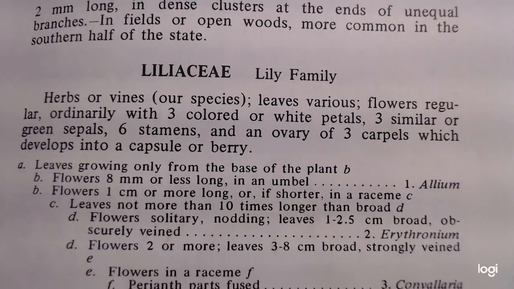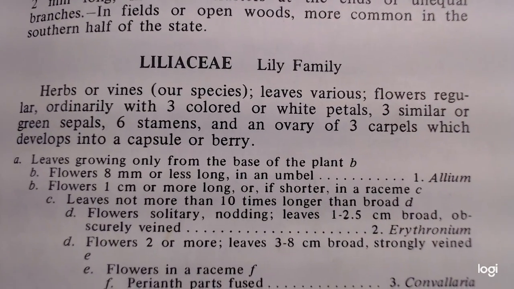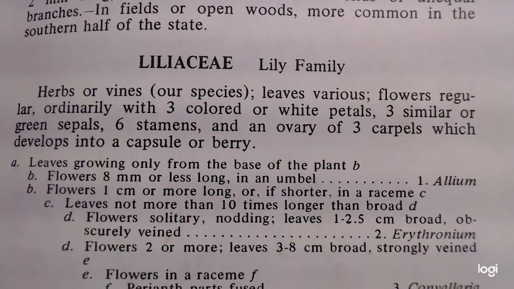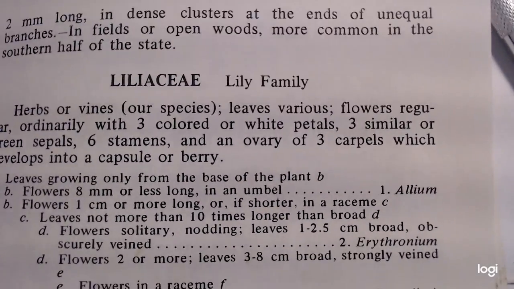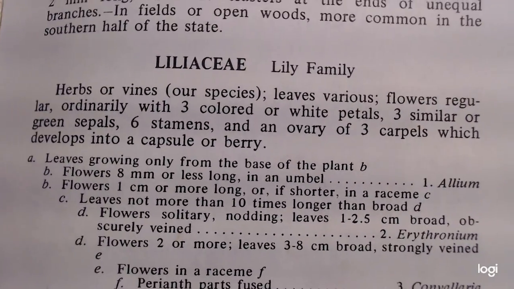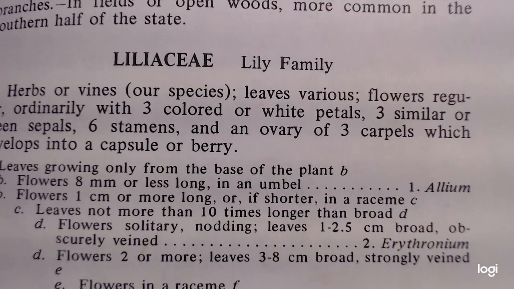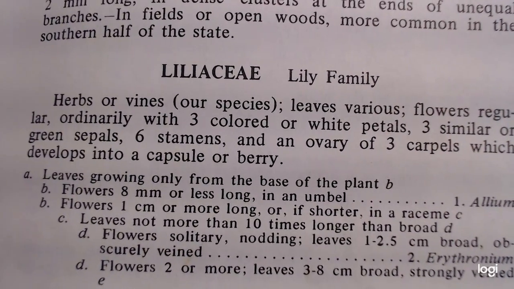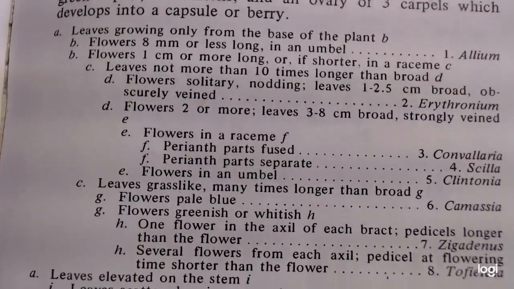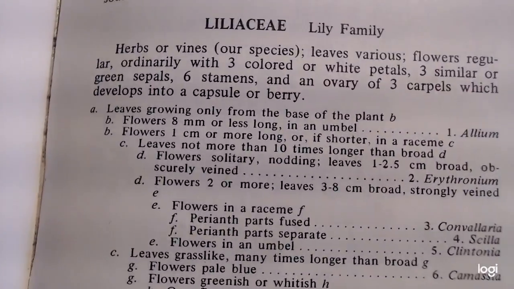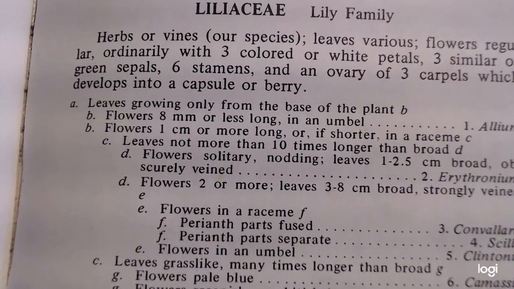Leaves various, flowers regular, ordinarily with 3 colored or white petals, 3 similar or green sepals, 6 stamens, this one has 6 stamens, and an ovary of 3 carpels which develop into a capsule or berry, and that's our case here. So let's go keying now within the family itself.